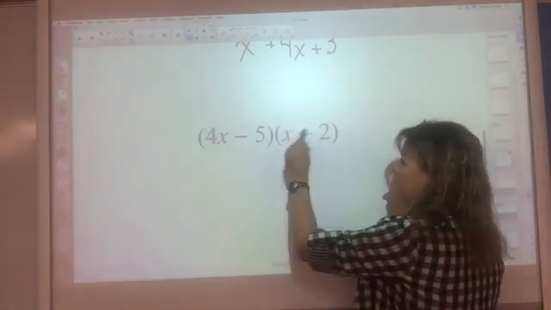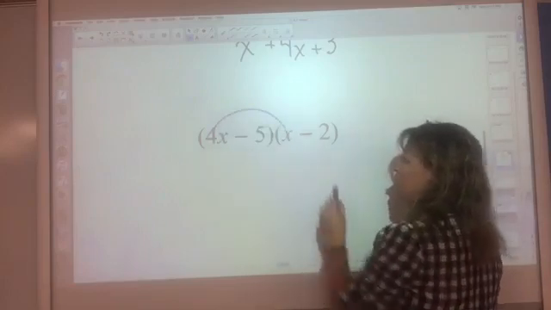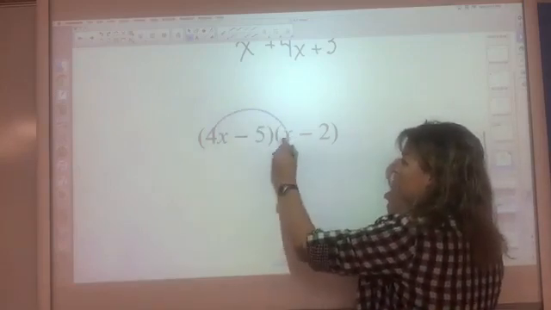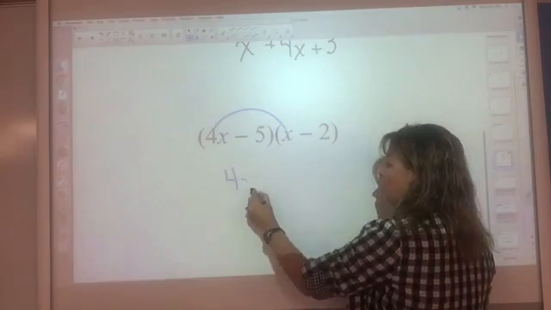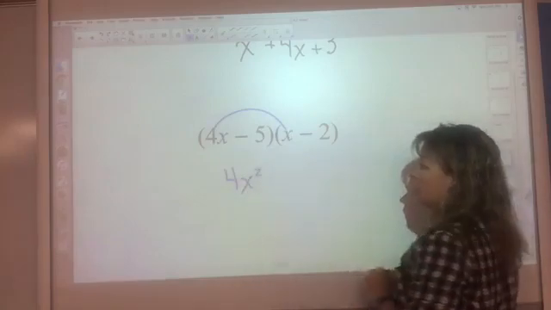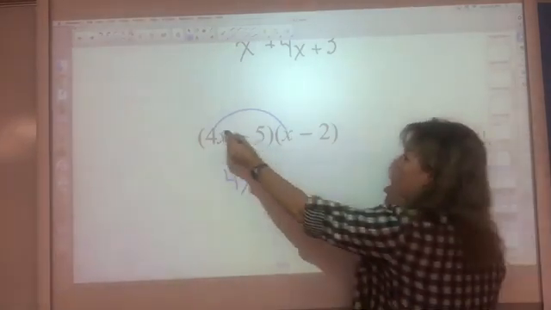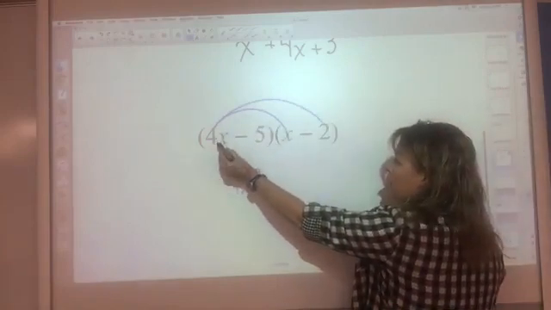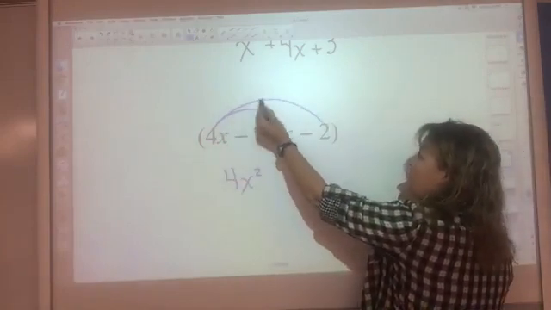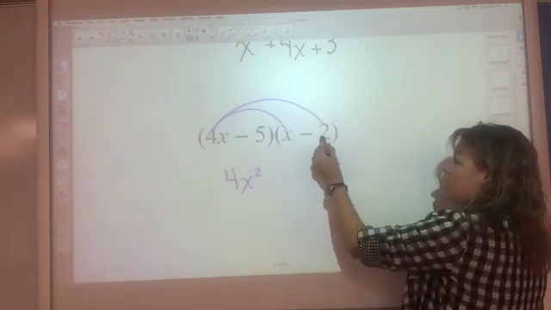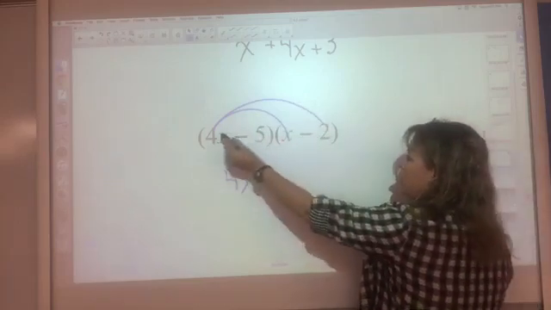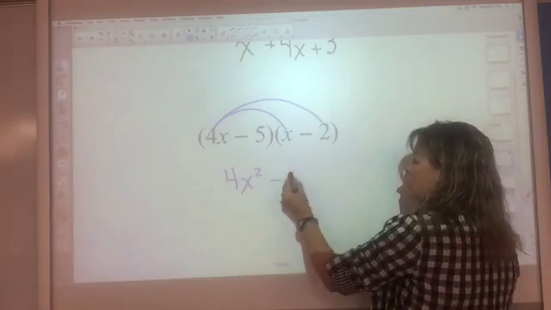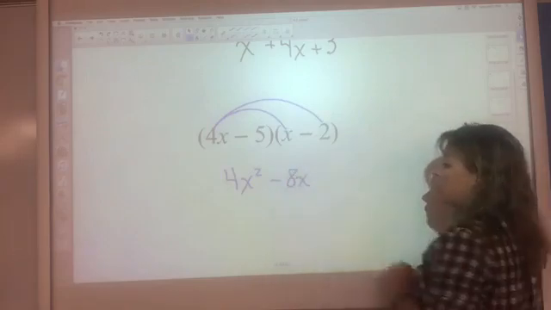First in this parenthesis times first in that parenthesis. 4x times x is 4x squared. Then we work the two outside numbers. Watch here. We have a 4x times a negative 2. 4 times negative 2 is negative 8x.